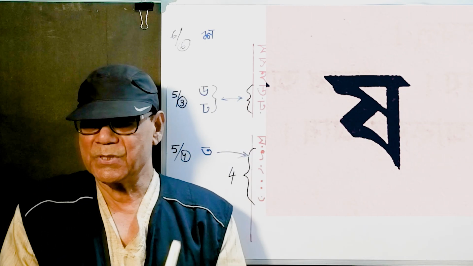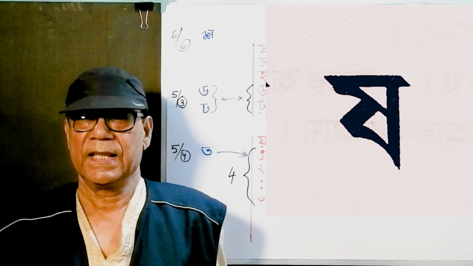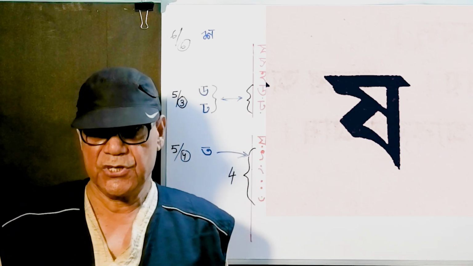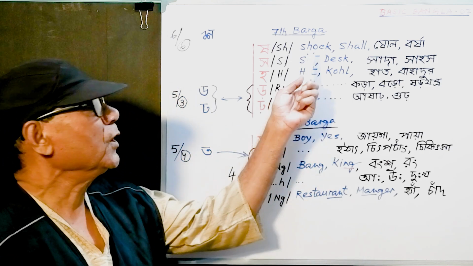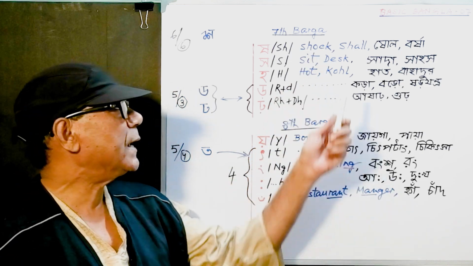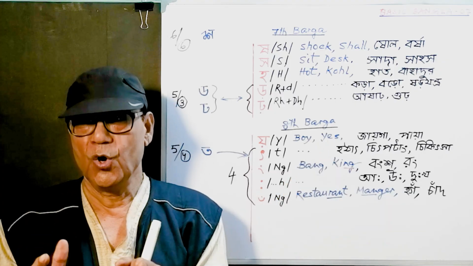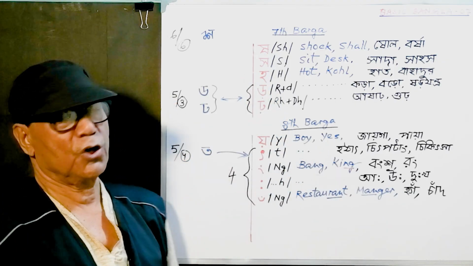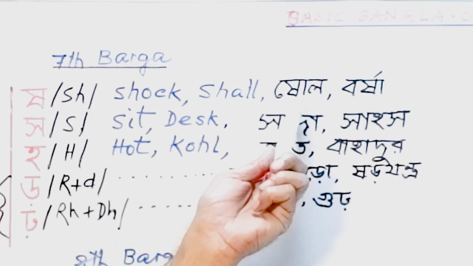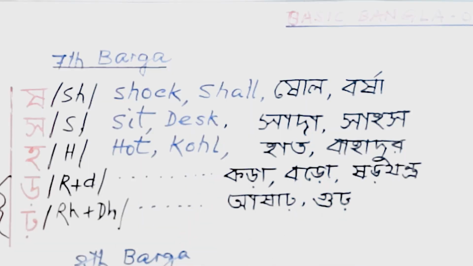Murdhanya Sa gives some sort of whistling sound that we get in SH in English: Shakespeare, or shock, shall, we shall overcome. That Sha is there in Murdhanya Sa. In Bengali we have Sholo. Sholo means 16, and Barsha. Barsha is the rainy season.